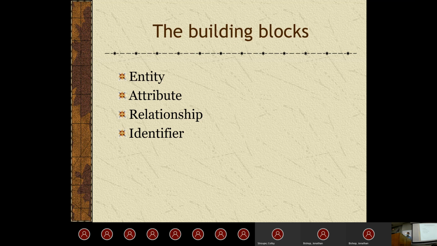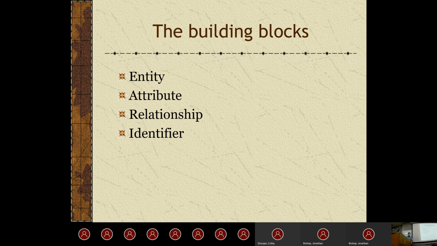Then we also have a relationship. That is to say we have two entities, and there's some relationship between them. So for example, maybe a student takes a class. So the two entities there, we have a student and we have the class entity. There's going to be a relationship between those two.